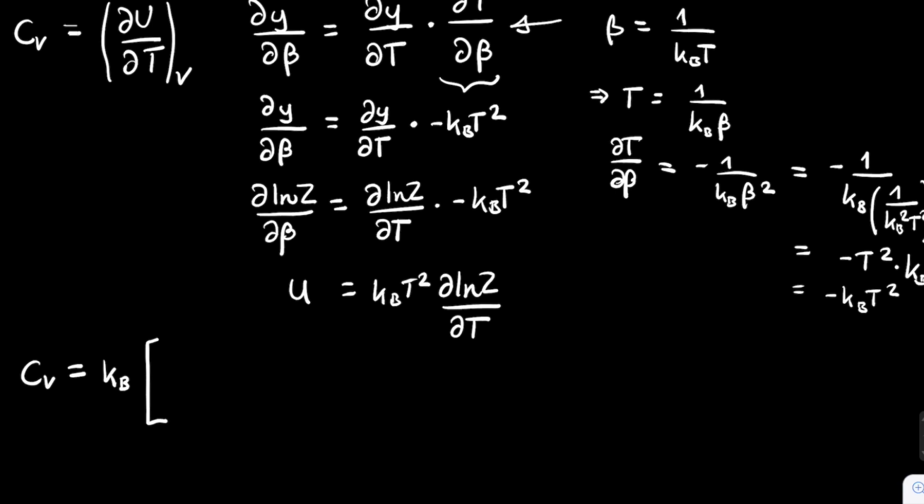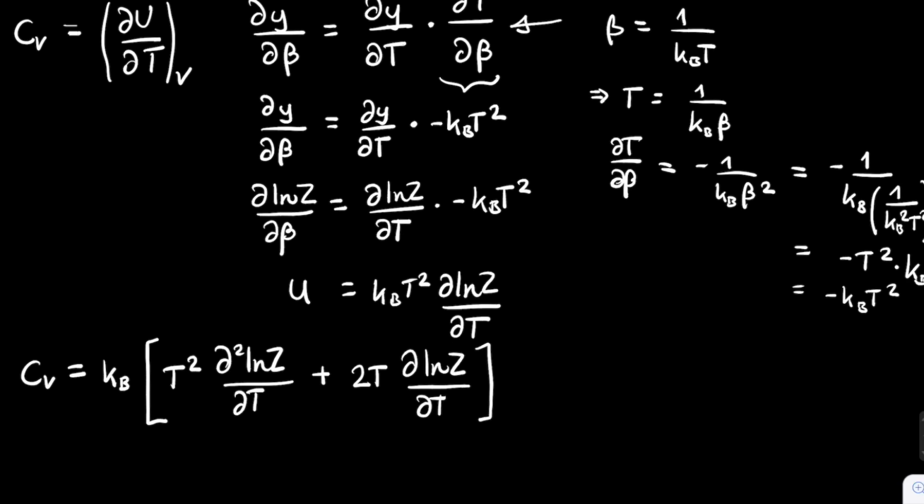So we have that it is kB, and we're going to get a big bracket right here. Let's leave this first term alone, get T squared, and now we're going to differentiate this, and we're going to get the second derivative of the partition function with respect to temperature. Alright, so far so good, plus the derivative of this, which is 2T, multiplied by d ln Z by dT. So there we go. That is the heat capacity at constant volume in terms of the partition function.